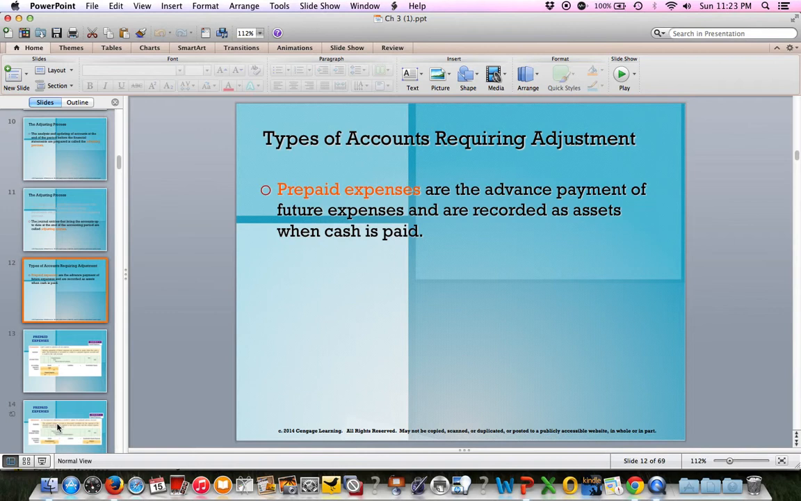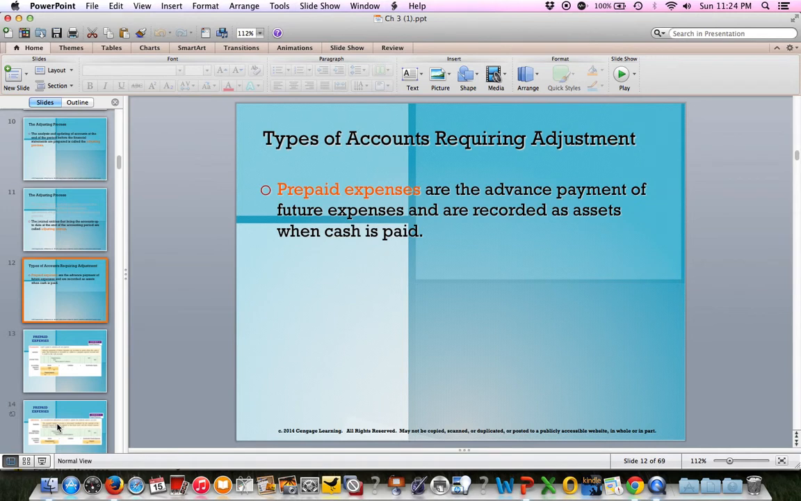It says that prepaid expenses are simply the advance payment of future expenses that are recorded as assets when cash is paid. And so just imagine that you prepaid for something. Now, as individuals, we probably don't do that a whole lot, but actually businesses are quite often required to do that. I've been the CFO of a property management company, and we were required to prepay our insurance for a full year. So when we bought our insurance policies annually, the insurance companies expected full payment up front. And so it's not unusual to have to do that on a business level.